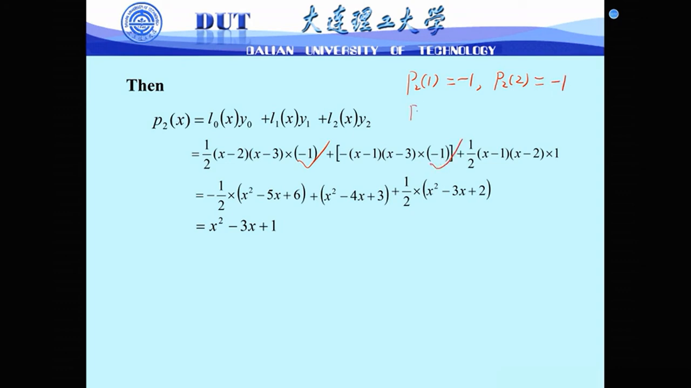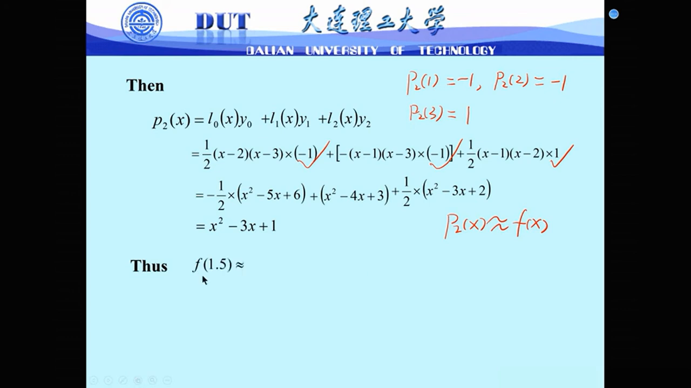Okay, at last, let's check P2 at 3, right? P2 at 3. So 3 squared is 9, minus 3 multiplied by 3, 9 minus 9 is 0, plus 1. So it is 1, right? You see? Check. The function value here, y2, is 1. Now we have checked the 3 conditions. So this is a unique quadratic polynomial P2. That means we can use P2(x) to approximate the function f(x).